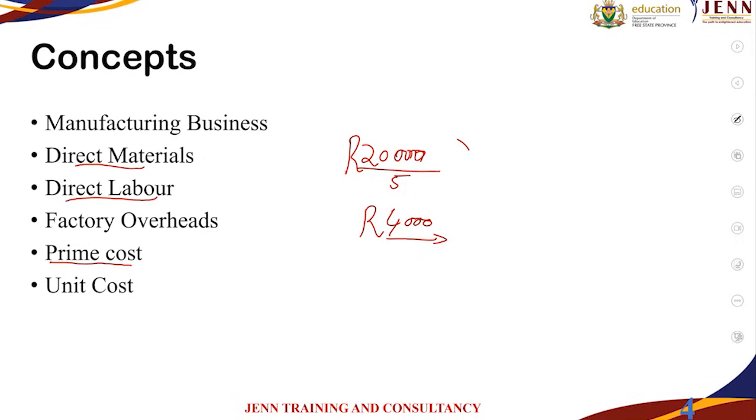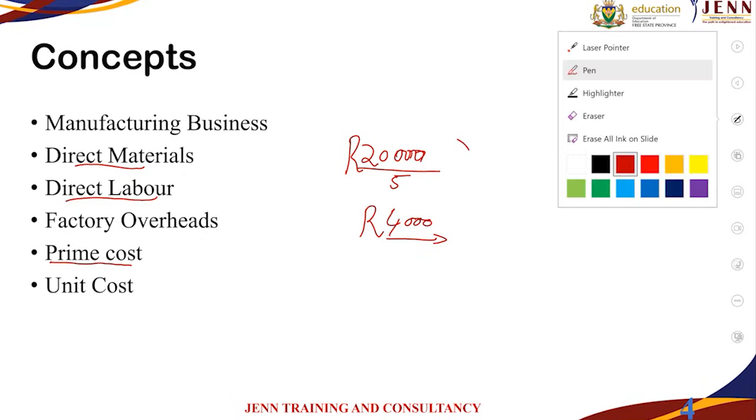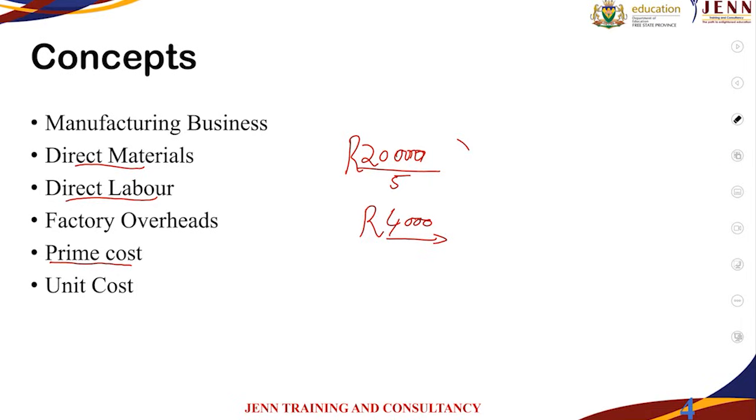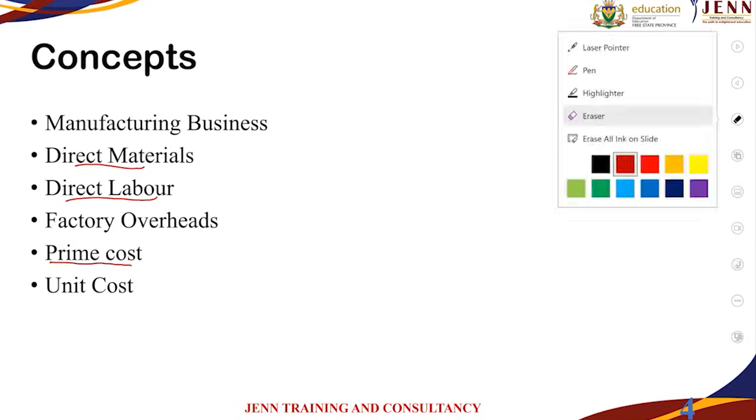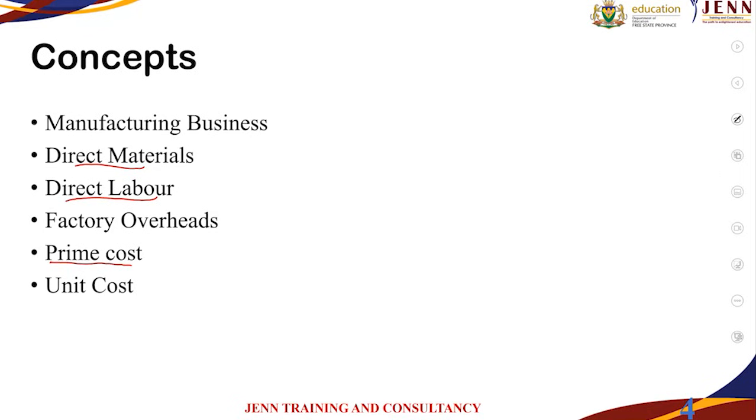And then if we decide to sell it for 6,000, then we know that we are going to make a profit of 2,000. So that is an example that I wanted to make practically so that we are able to understand the unit cost. And then we continue with our concept.